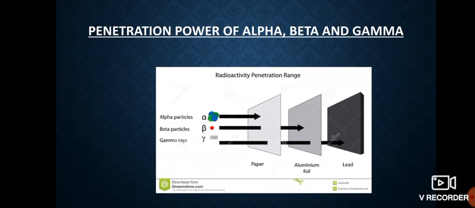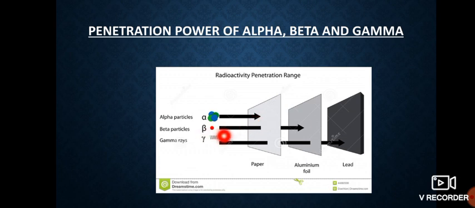Another diagram to explain the penetration power of alpha, beta, and gamma radiation. Now on your screen, we have three mediums. We have paper, aluminium foil, and lead. Alpha particles or alpha radiation will be stopped by just a sheet of paper. It can't even pass through a sheet of paper. So it has very low penetration power.